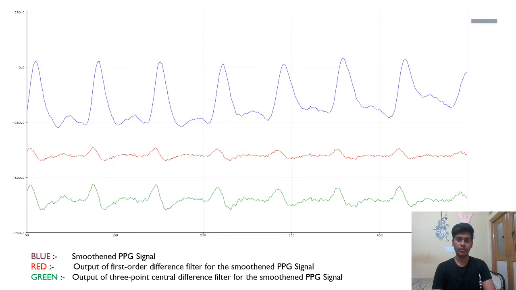So here's the output of question number 2. The blue graph here shows the smoothened PPG signal, which is the output of the moving average filter. The red graph shows the first order difference filter's output, and the green one shows the output of the 3-point central difference filter. From the red and blue graph, we can conclude that the 3-point central difference filter detects the high slope regions more accurately than the first order difference filter.